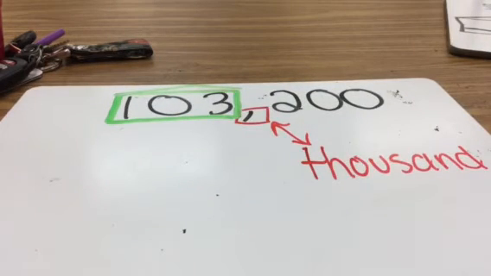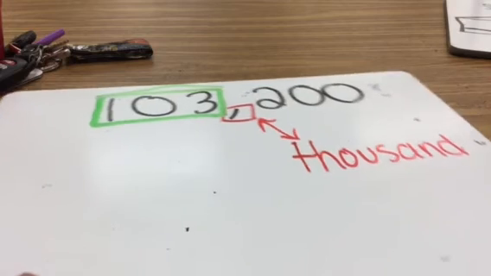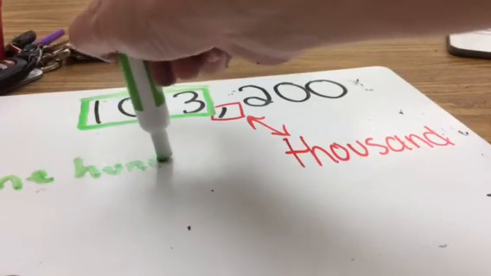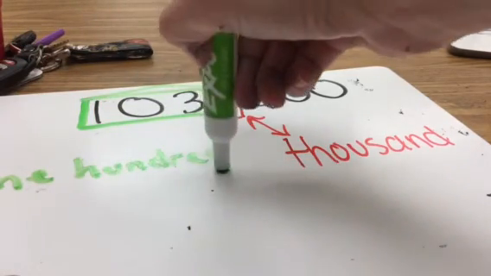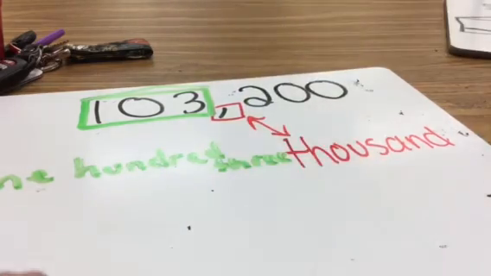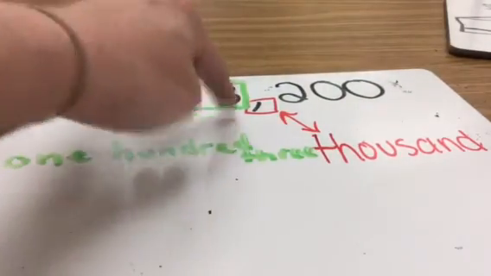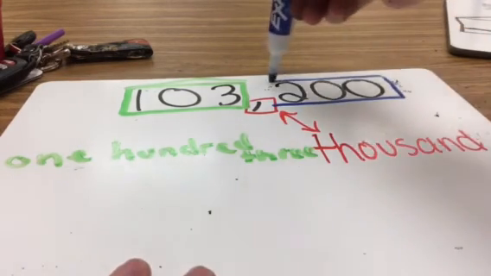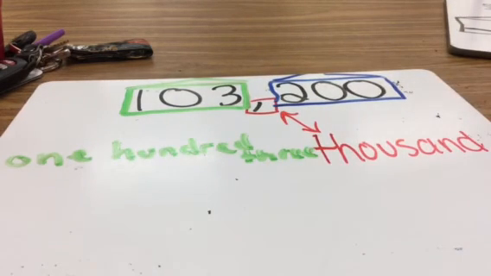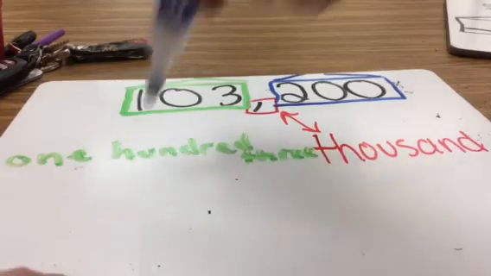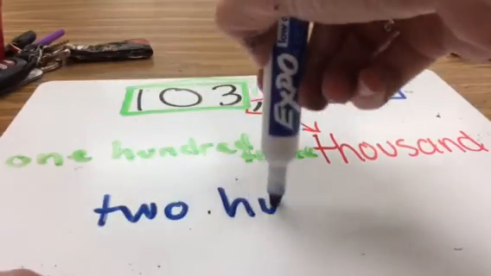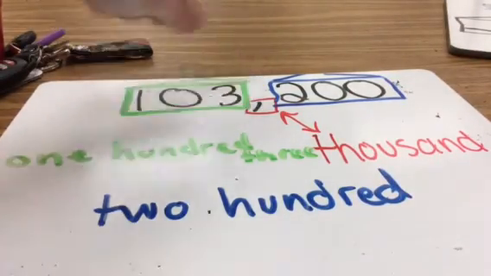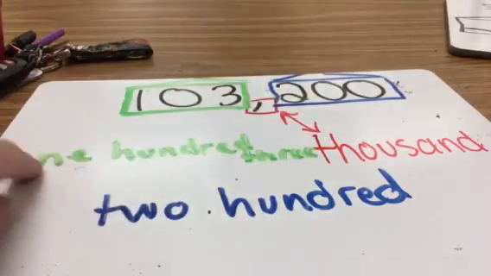Now, how do I read the number 103? I don't say one zero three, I say 103. Squish it in there. 103 thousand. Now I'm going to do the last house. I read this whole number all together. And I don't say two zero zero, I say 200. So if I put it all together, I have 103 thousand, 200.